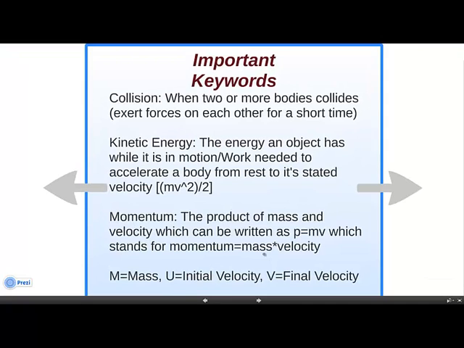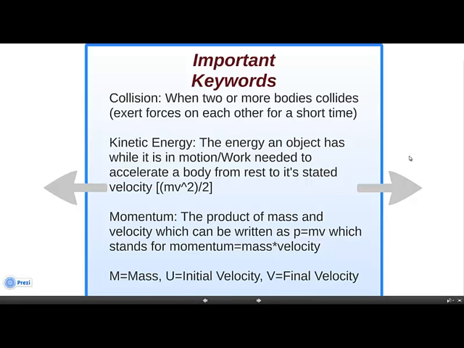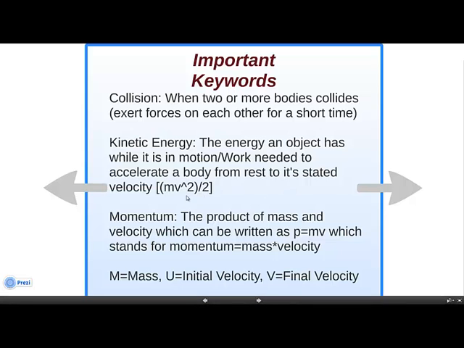Important keywords that we need to know is collision. A collision is when two or more bodies exert forces on each other for a short period of time. Kinetic energy is the energy an object has while it is in motion. It is the work needed to accelerate a body from rest to its stated velocity. The formula is half mv squared, as you can see here, mv squared over 2.